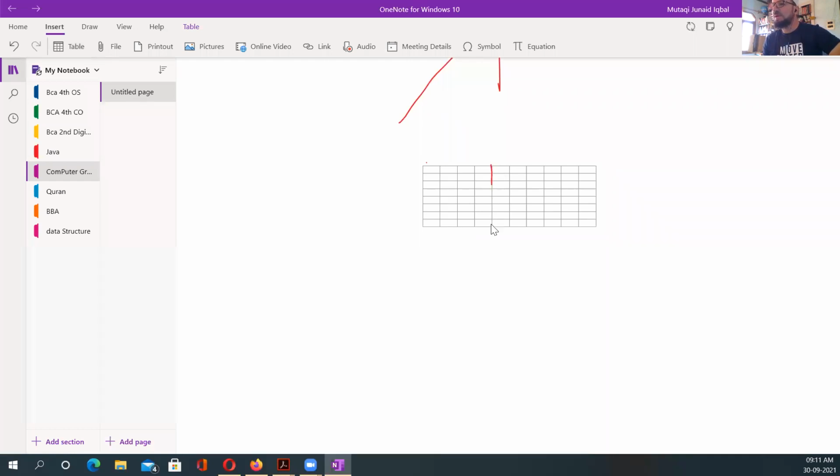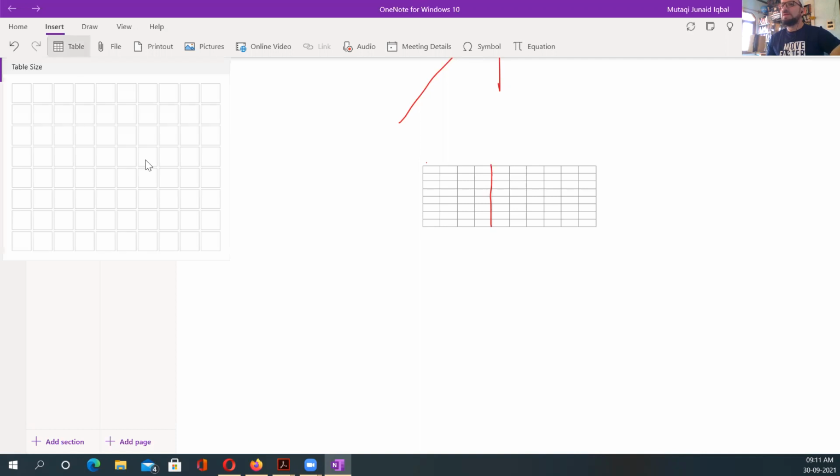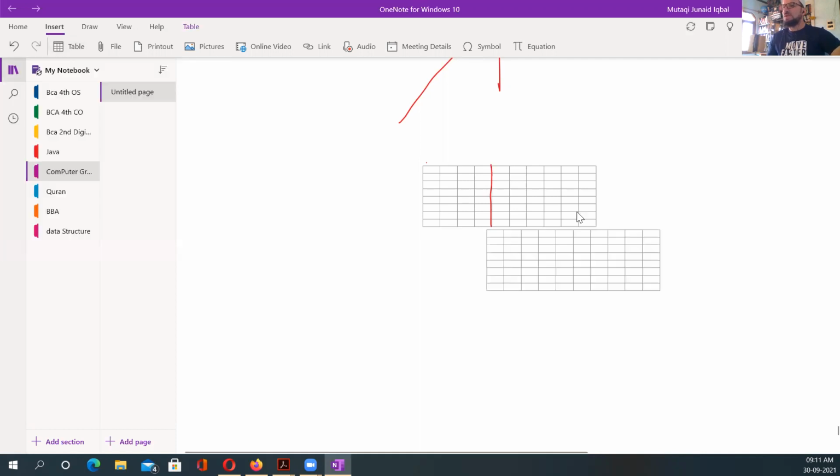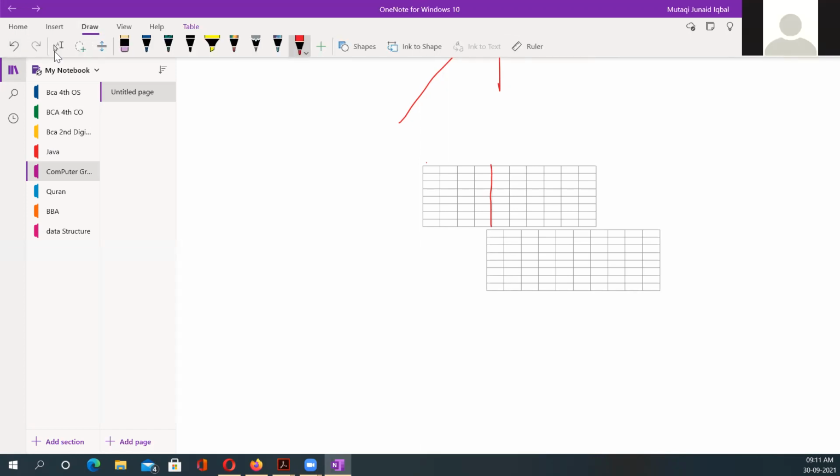फॉर एग्जांपल दिस इज माय x एक्सिस. एक और टेबल बनाएंगे, ठीक मेरे ख्याल से टेबल ऐसे वाला बनाएंगे दूसरा. ठीक है ना. इसको मूव कराना है मुझे, तो मैं होम में जाऊंगा और मूव बटन कहीं पे है, ड्रा में जाऊंगा.